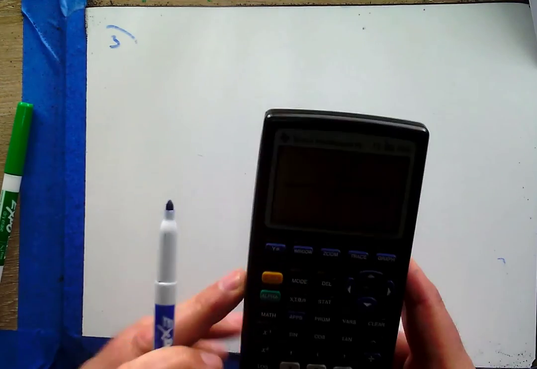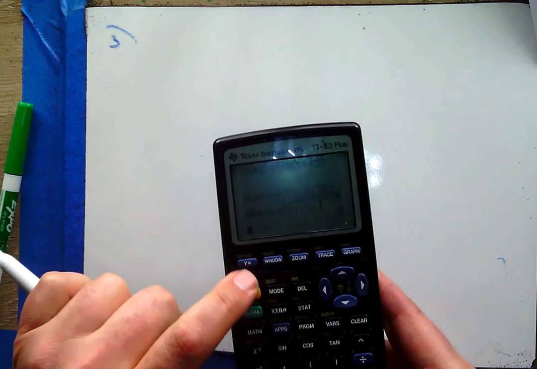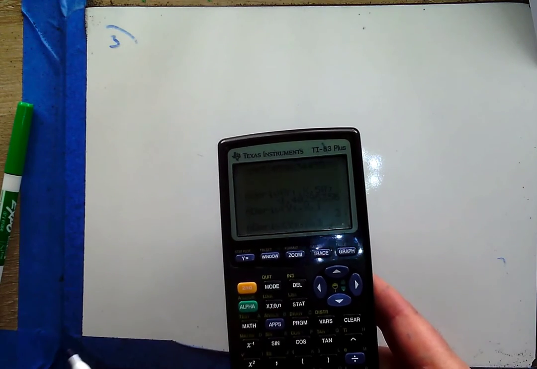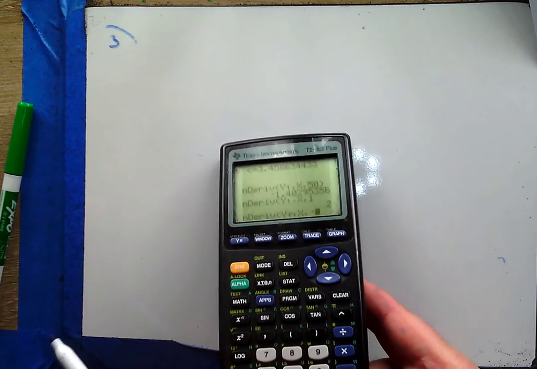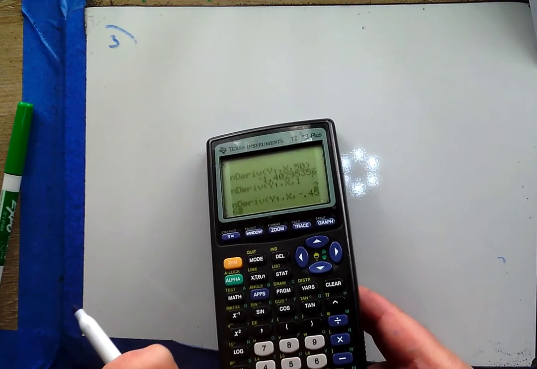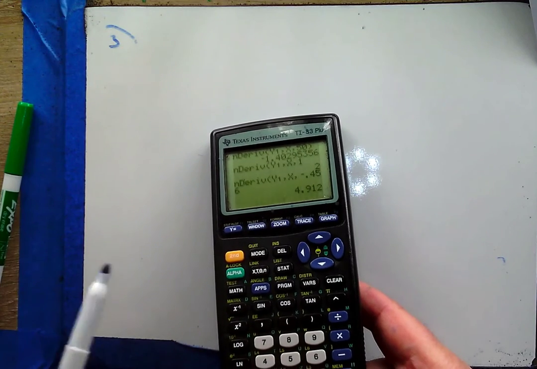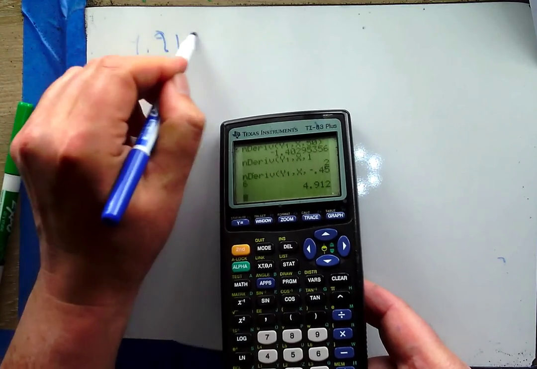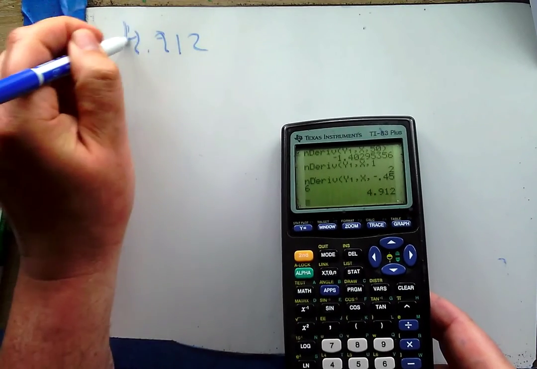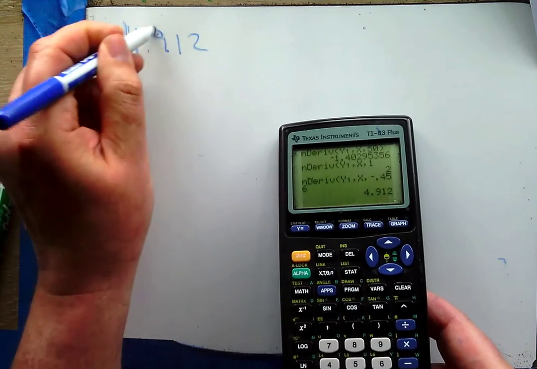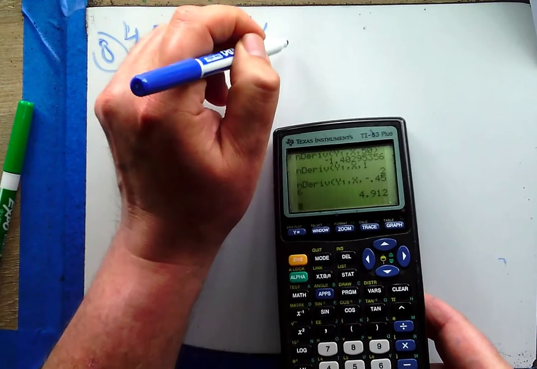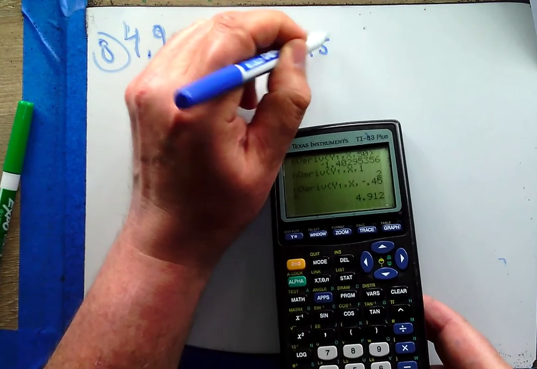8. Use ender to find the instantaneous rate of change at negative 0.456. Okay, so let's go back to this, and instead of at 1, we've got negative 0.456. And it looks like 4.912. 4.912 will be our answer for number 8, when we found f prime of negative 0.456.